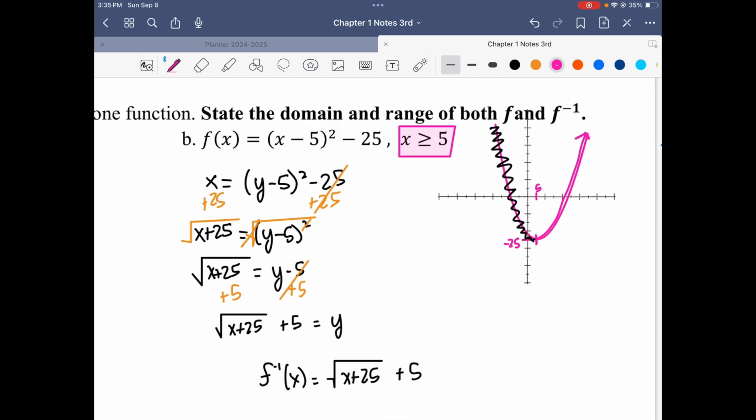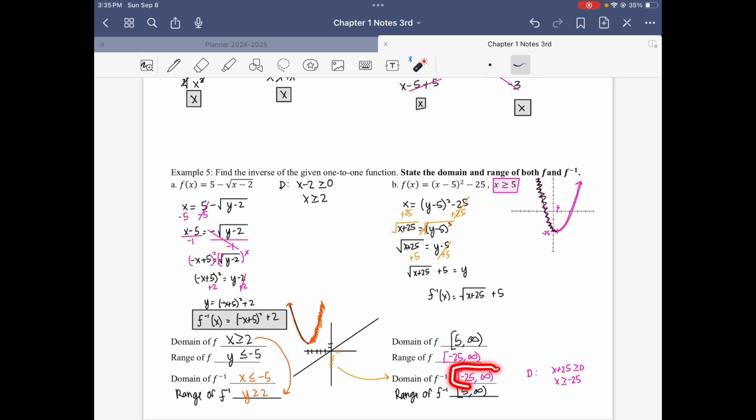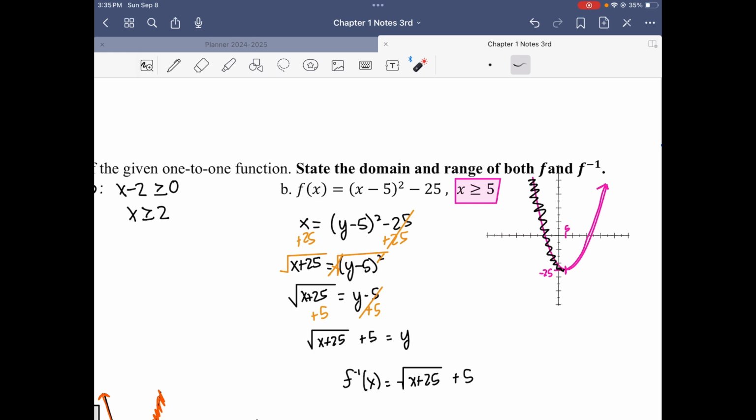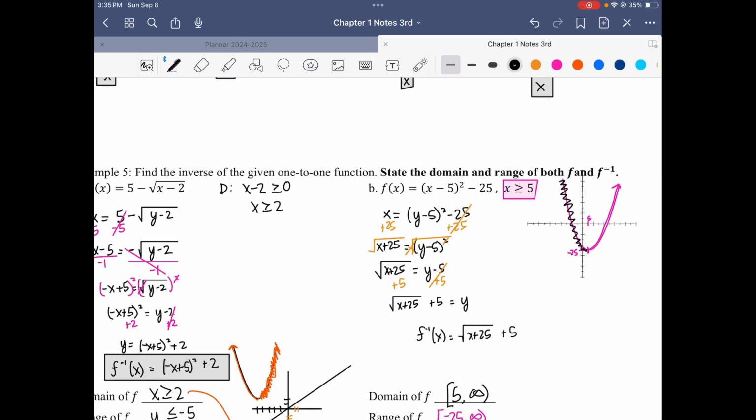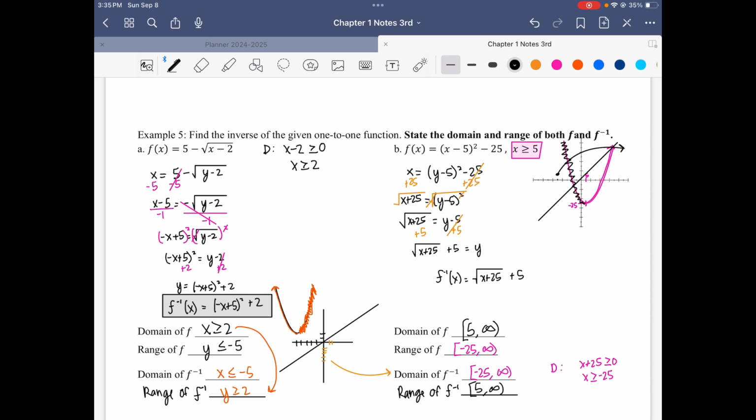And I want you guys to take a look here. Isn't that what the range was? And it was the domain here. So those do truly switch when that happens. If you would like the visual to see what the inverse would look like, it looks something like that, because the square root function would be shifted left 25 and up 5, which is indeed that reflection.